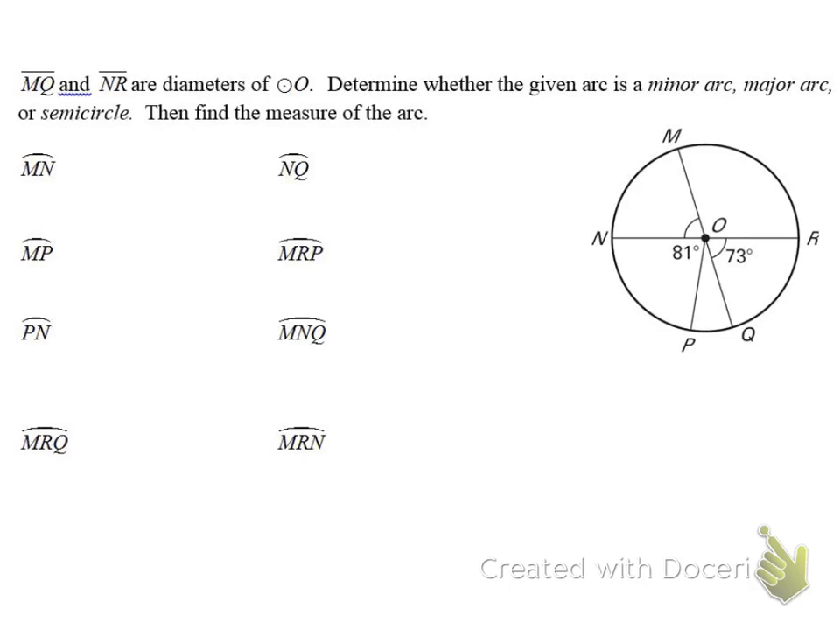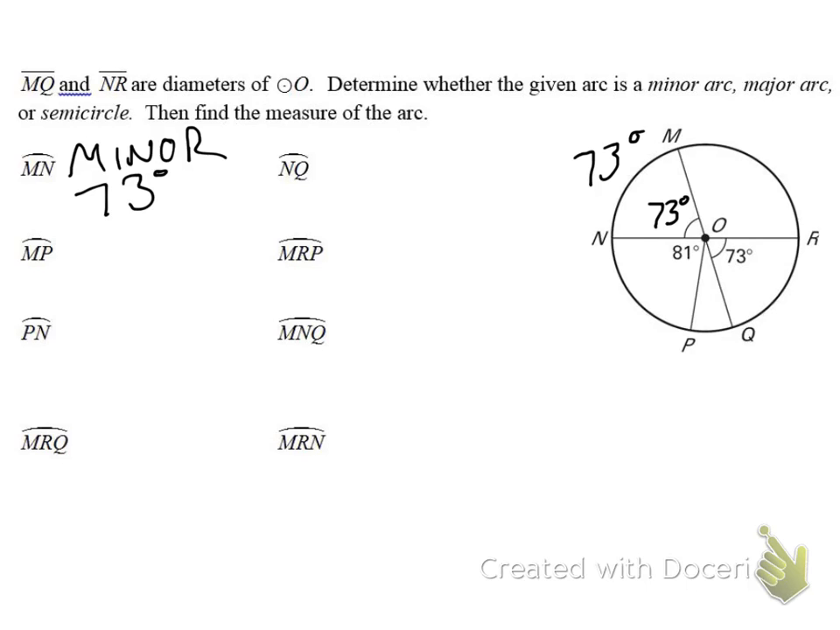MQ and NR are diameters of circle O. Determine whether the given arc is a minor arc, major arc, or semicircle. Then find the measure of the arc. Looking at MN, I can find it over here in my picture. MN is going to be a minor arc. There's M, there's N, so it's this arc created by those two. We don't know the measure of its central angle, but its vertical angle is 73, so this is going to be 73 degrees. So MN is also going to be 73 degrees.